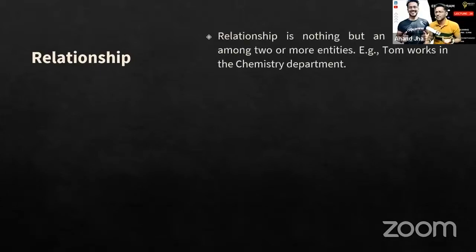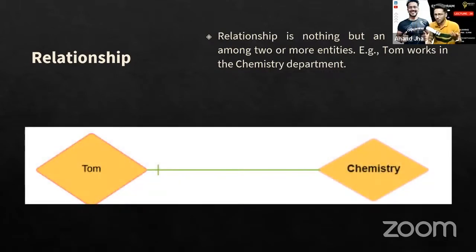Okay, then what about the relationship? Relationship, we all know one-to-one. I have already taught you inner join, one-to-many, left outer join, many-to-one, right outer join, many-to-many, full outer join. Already this has been covered in Monday's class. So this is nothing but the relationship which I'm establishing between entities, between two different entities. Like Tom works in the chemistry department. Association between two or more entities.